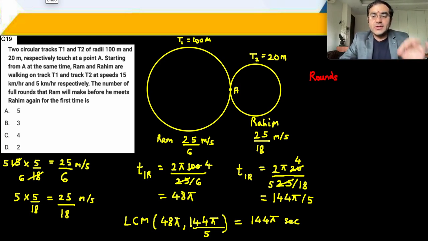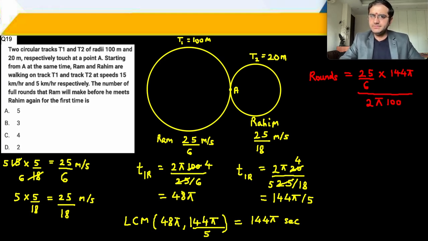Now I have to calculate 144 pi seconds में राम कितने rounds लगाएगा. कितने rounds लगाएगा? Speed into time. राम का speed 25/6 into time 144 pi seconds is the total distance, divided by distance covered in one round. What is distance covered by Ram in one round? 2 pi 100. इसको solve करिए, simplify, you get 3 rounds as the answer. The answer is B part.